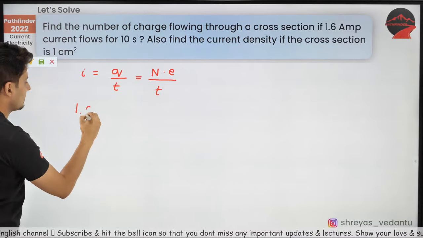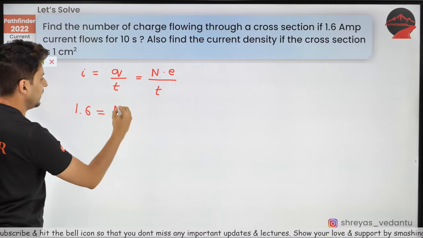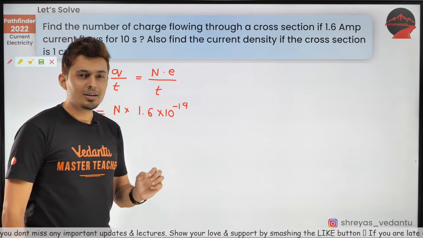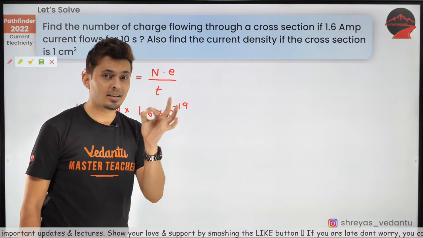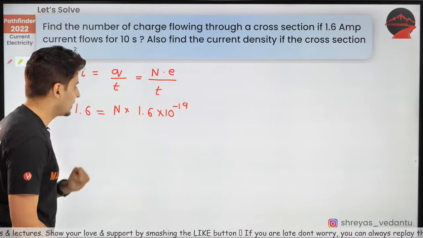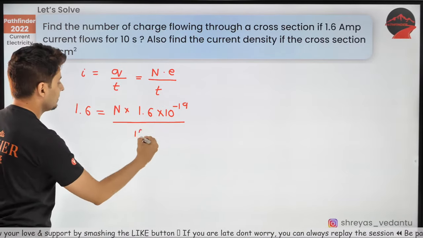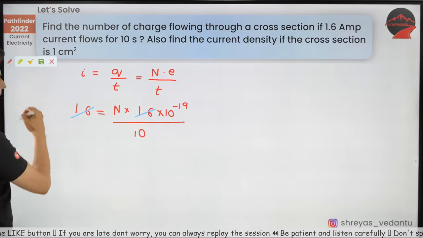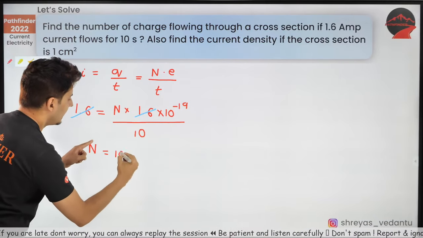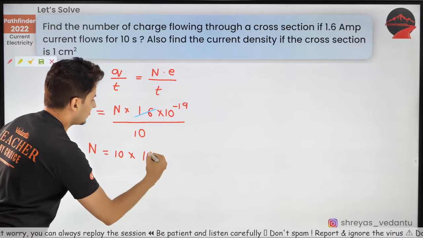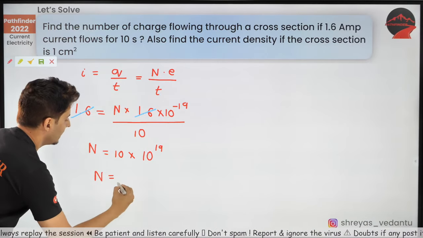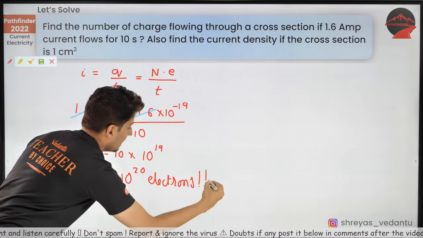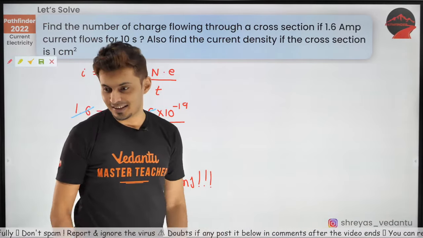Current, I know the value. It's 1.6. N is what I need to find. E I know is 1.6 into 10 to the power minus 19. Remember, the charge on an electron or a proton is 1.6 into 10 to the power minus 19 coulomb. Divided by time, which is 10 seconds. Now you can quickly see what is going to happen. 1.6 and 1.6 cancel out, and you're going to get N equal to 10 multiplied by 10 to the power 19. So N is 10 to the power 20 electrons. Gosh, that's a lot. 10 to the power 20 electrons have passed in just 10 seconds.